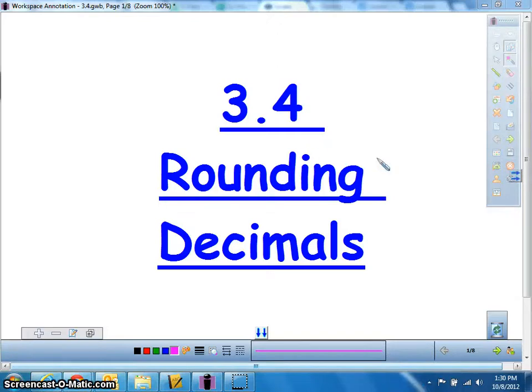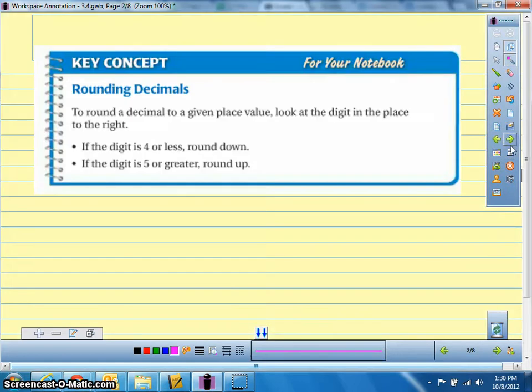Today we're talking about rounding decimals, and it's coming from chapter 3, lesson 4 out of our book. So 3.4 out of our book, and we're talking about rounding decimals today. The first thing we're going to learn here is this key concept. It should be review for you, but I want you to get it down in your notes anyways.